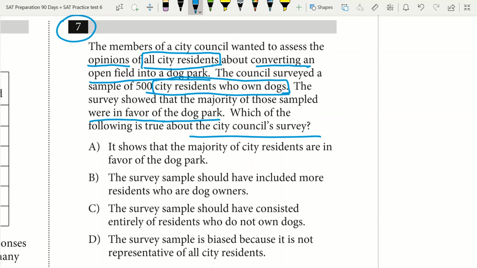If we look at our answer choices, we have option A. It shows the majority of city residents are in favor of the dog park. No, because we did not survey an accurate sample of city residents. We only surveyed those with dogs, and by only surveying those with dogs, we did not include city residents who did not own dogs. So that's not showing the majority of city residents, only the city residents who own dogs.